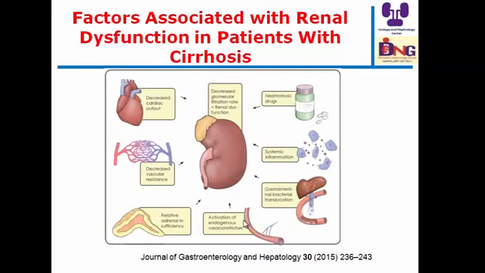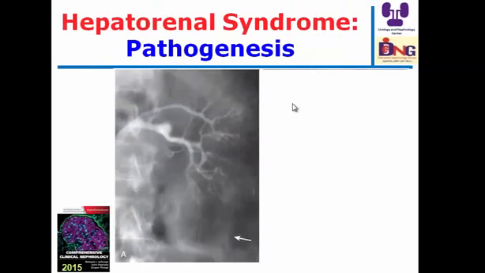Again, this slide shows the abnormalities: decreased cardiac output, decreased vascular resistance, splanchnic vasodilatation, relative adrenal insufficiency, activation of endogenous vasoconstrictors, gastrointestinal bacterial translocation, systemic inflammation, and the use of nephrotoxic drugs. All these are the big enemies that lead to renal dysfunction in the cirrhotic patient.